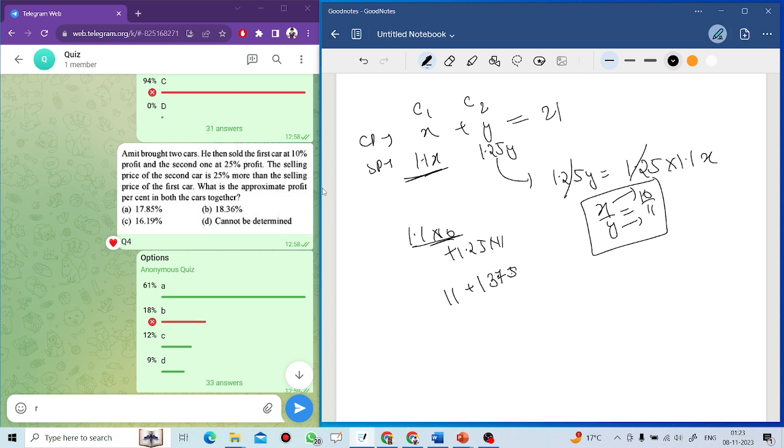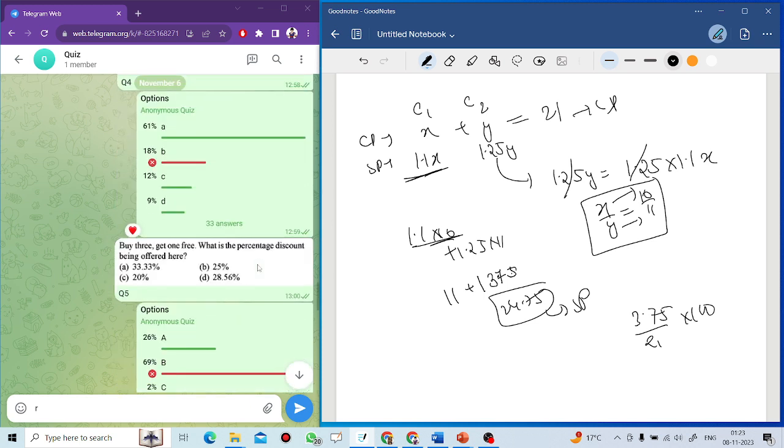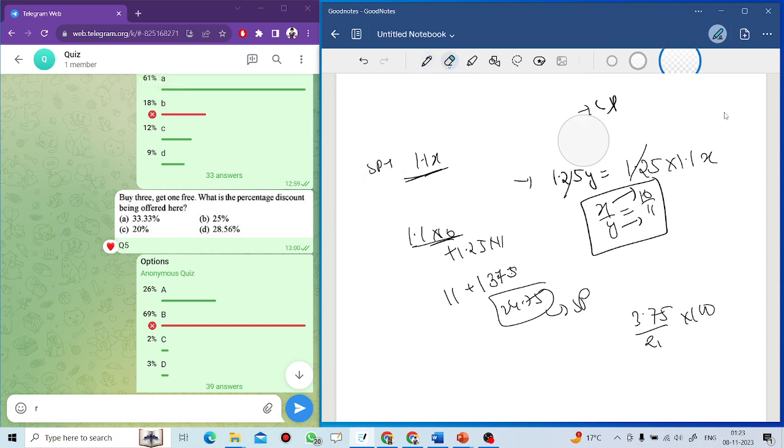So total will be how much? 24.75. So this we got as SP and this is total CP calculated. So 3.75 divided by 21 into 100. 3.75 divided by 21, so 17.8. So first option is the answer. Next question.